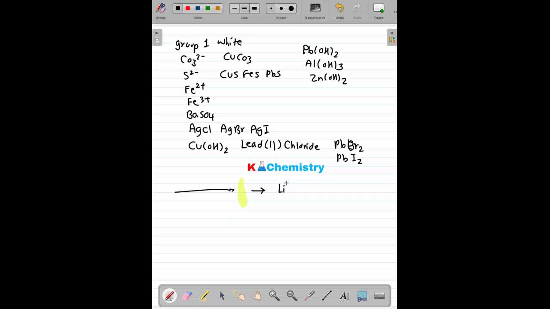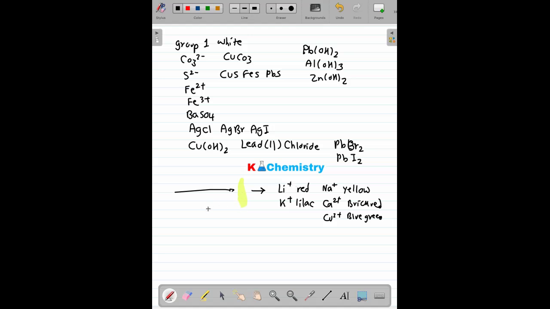So if you have lithium, that will make a red flame. If you have sodium, it will be a yellow-orange flame. If you have potassium, it will be a lilac-violet flame. If you have calcium, it will be a brick red flame. If you have copper, it will be a bluish-green flame.